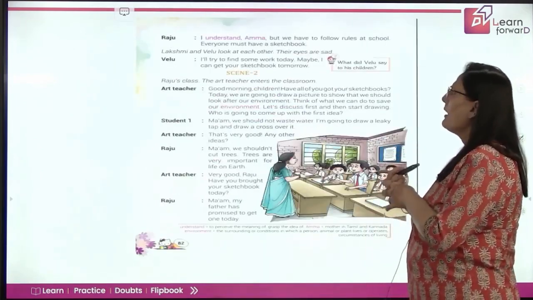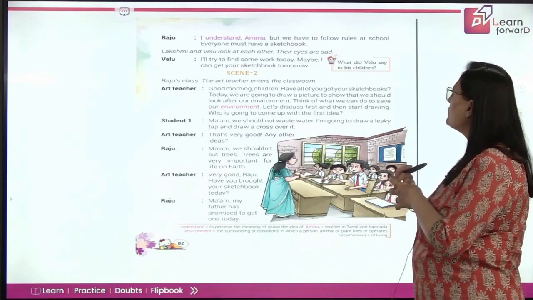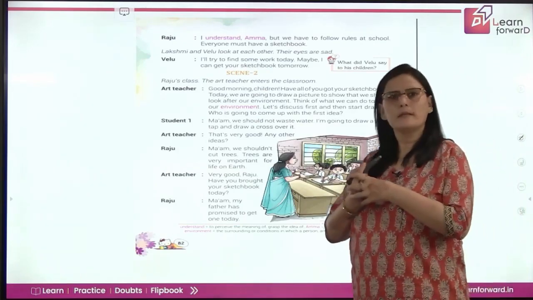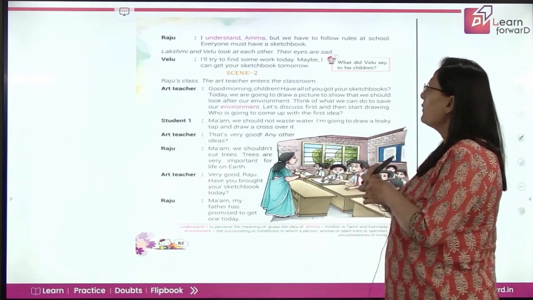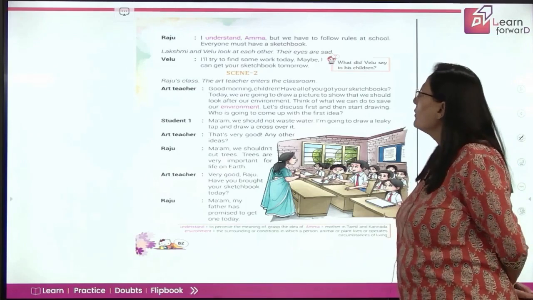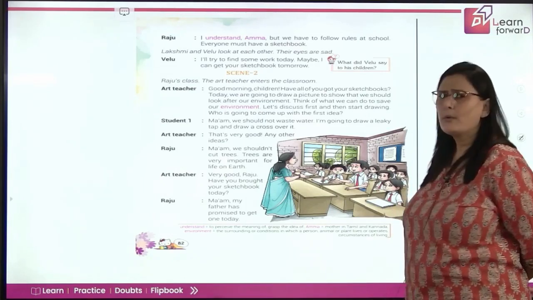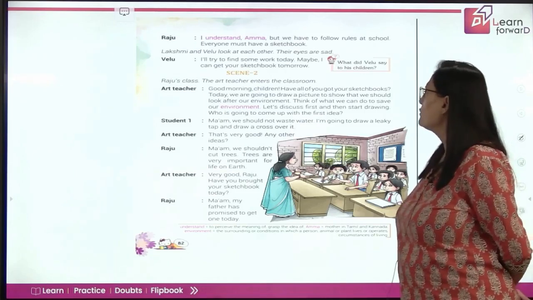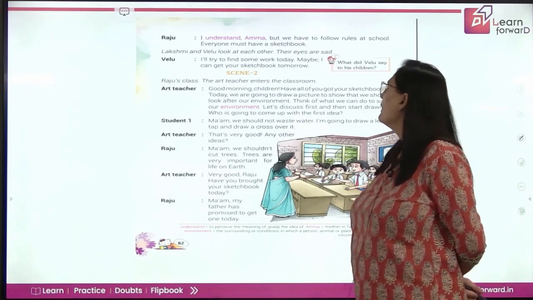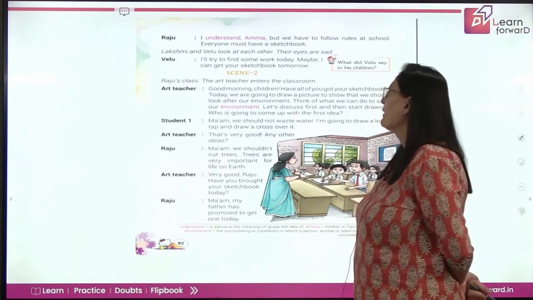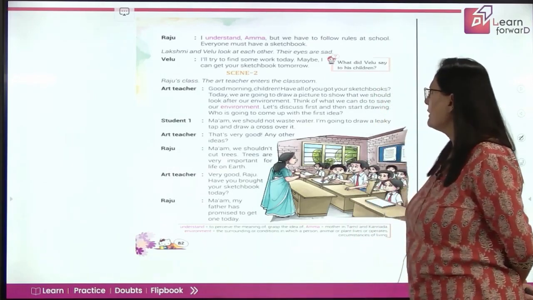Raju: I understand, Amma, but we have to follow rules at school. Everyone must have a sketchbook. Lakshmi and Velu look at each other. Their eyes are sad. Velu: I'll try to find some work today. Maybe I can get your sketchbook tomorrow. So in Raju's class, the art teacher enters the classroom.